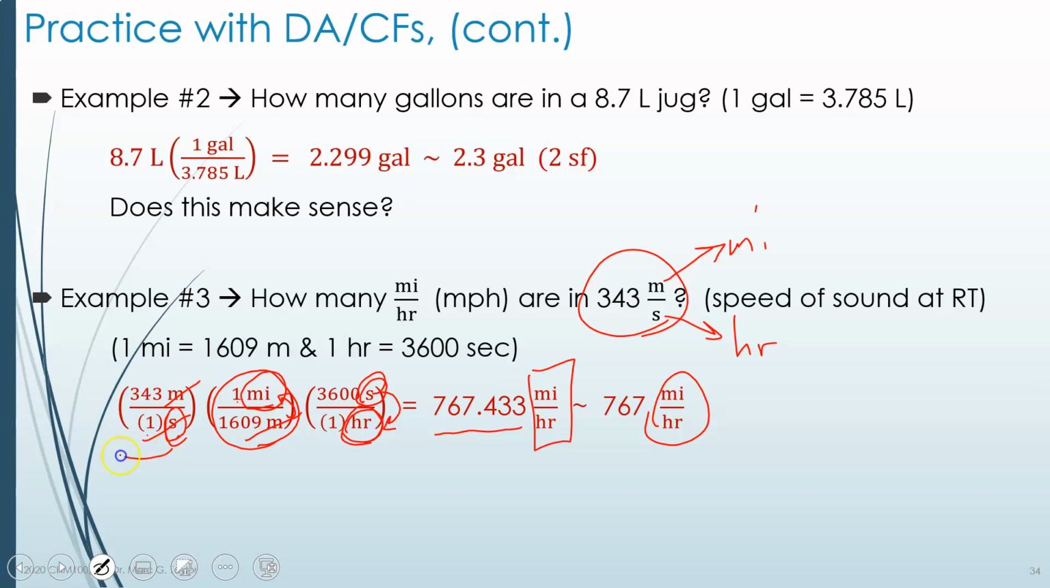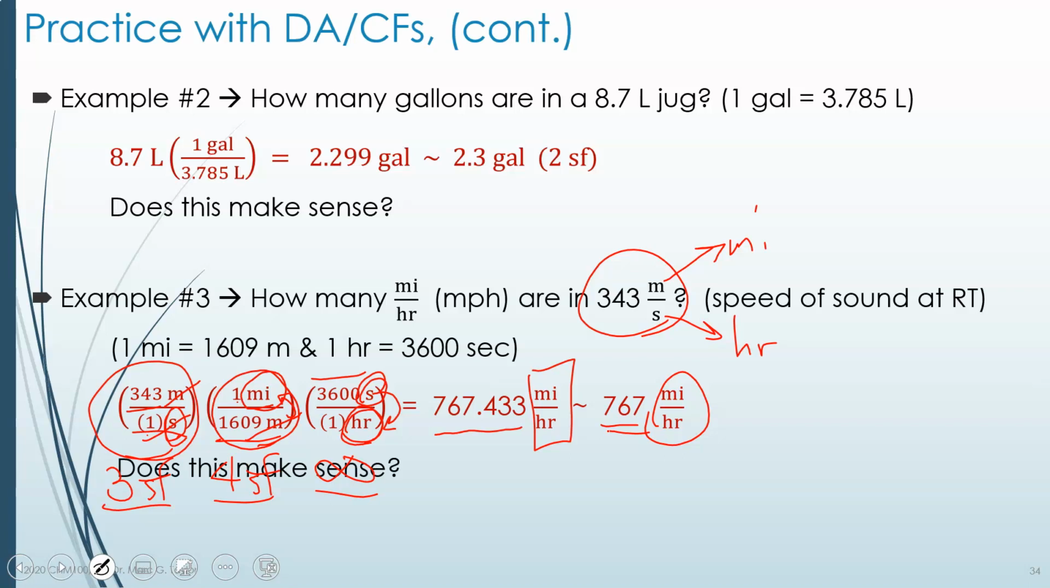Now look, we start with a number that has 3 sig figs, 343. The 1 really has infinite sig figs. So it's 343 meters per exactly 1 second. And we have a number that has 4 sig figs, and then this number is exactly true, so that's infinite. So this is infinite sig figs, this is 4 sig figs, and our original number is 3 sig figs. Well, obviously 3 is less than 4 or infinity, so our answer must have 3 sig figs, and we round this number to 767 miles per hour.